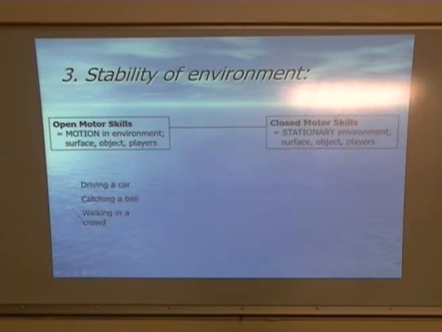So open motor skills, things not sport related like driving a car or walking in a crowd, would be open. Catching is an open motor skill because in order to catch there has to be a moving ball, otherwise it's not catching. If something is moving, then the skill is defined as open.